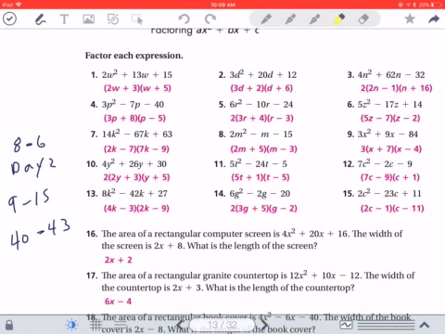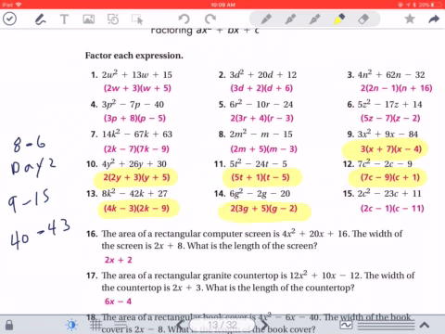Number 9, we should get 3 times the quantity of x plus 7 times x minus 4. Number 10, factor out a 2 first. You get 2y plus 3 and y plus 5. Number 11, can't factor anything out, so it's 5t plus 1 times t minus 5. Number 12 is 7c minus 9 times c plus 1. Number 13 is 4k minus 3 times 2k minus 9.